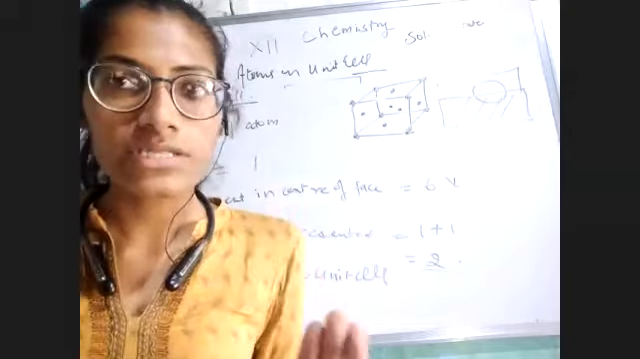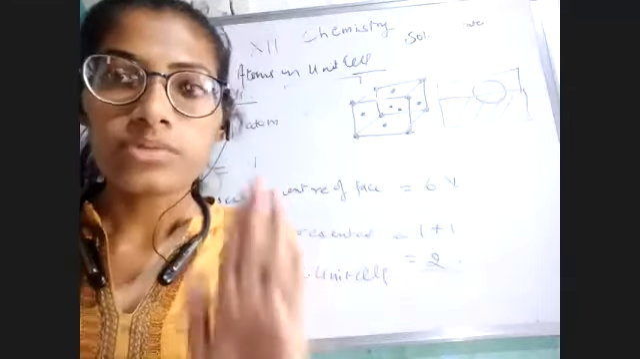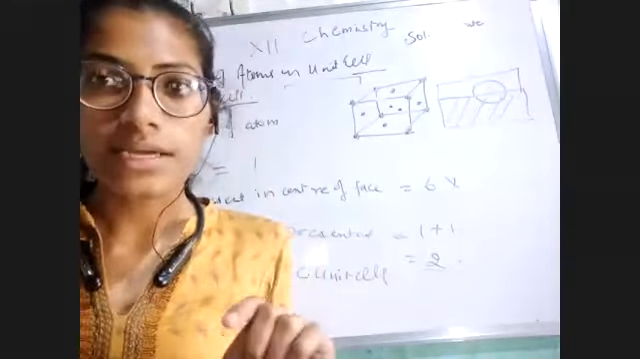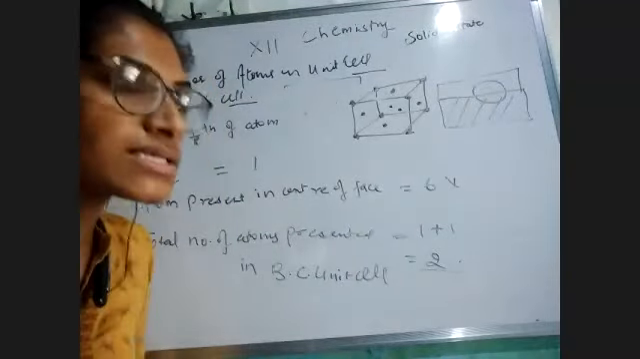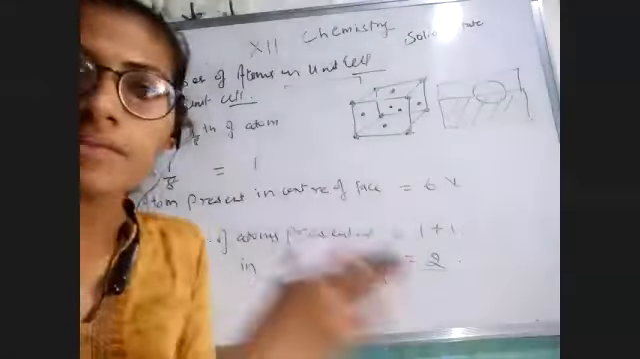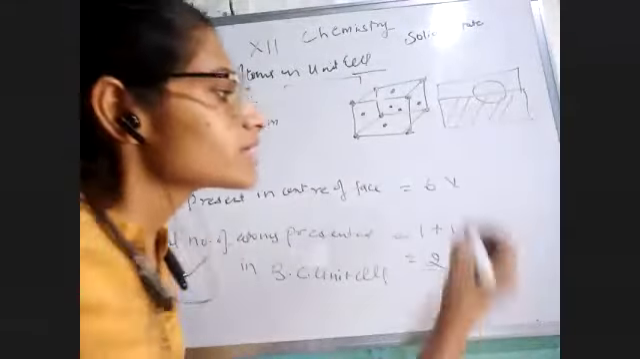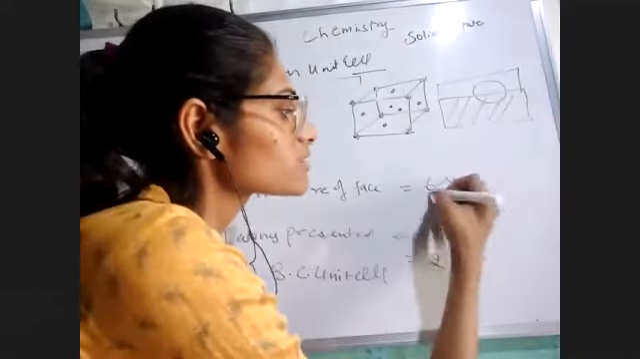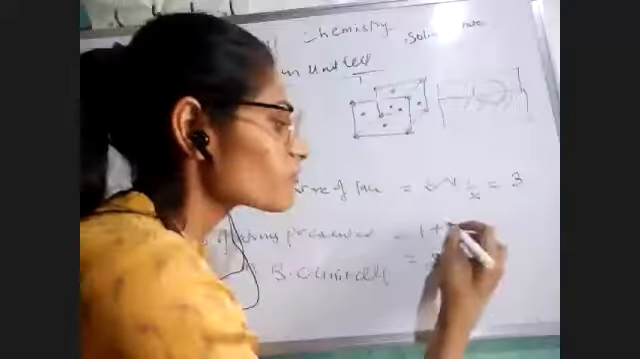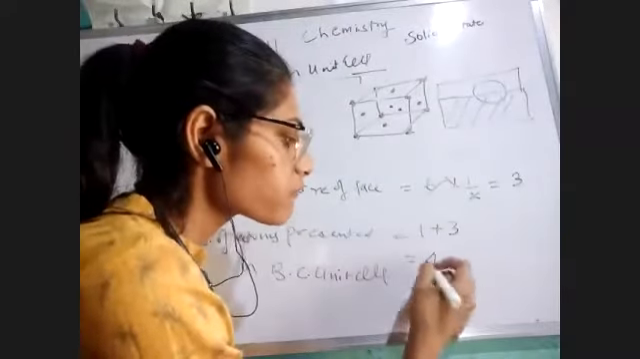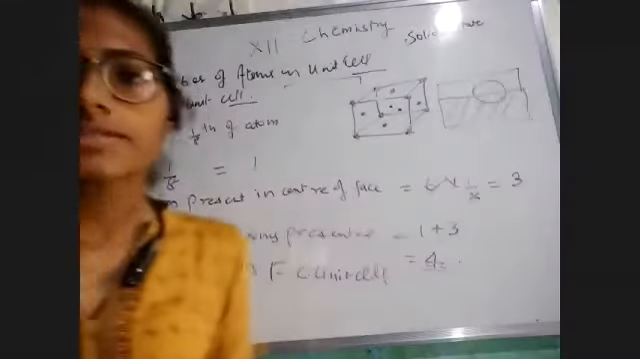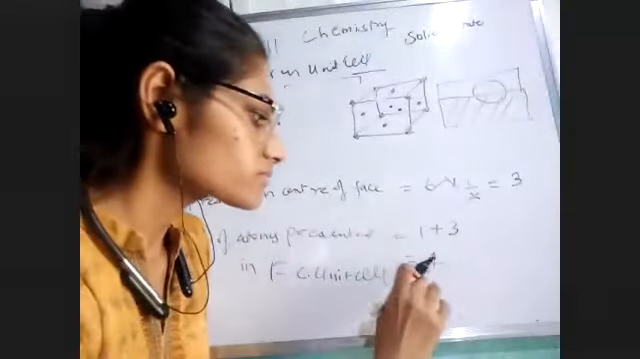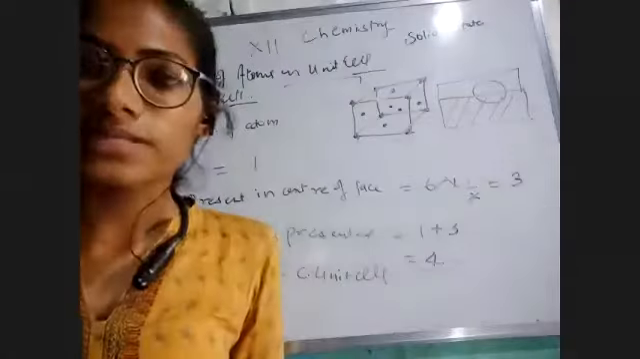Okay, this is an interesting point, and this is the very point which needs to be understood. So in short, we can say we have a total of 6 faces, and since half of the atom actually belongs to it, we have 6 into 1 by 2, that is equal to 3. So 1 plus 3, we have a total of 4 atoms in a face centered unit cell. I hope this is clear to you.